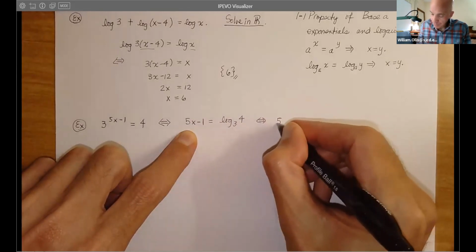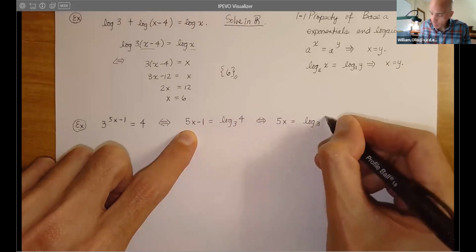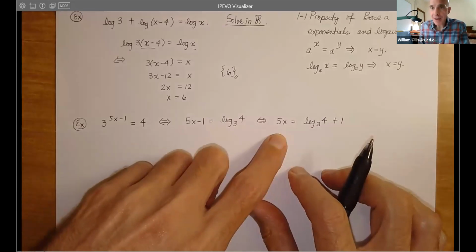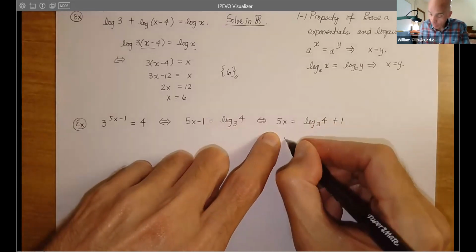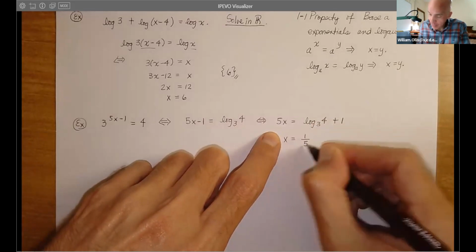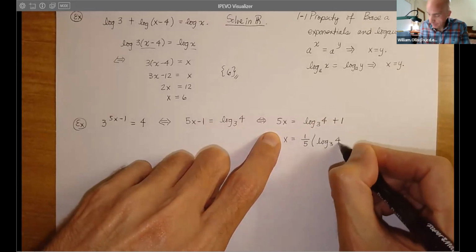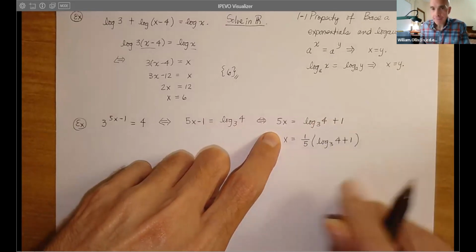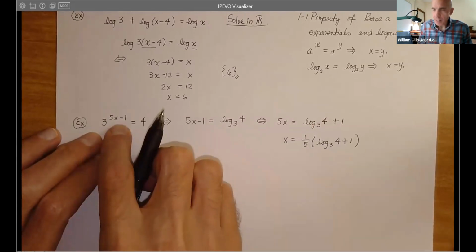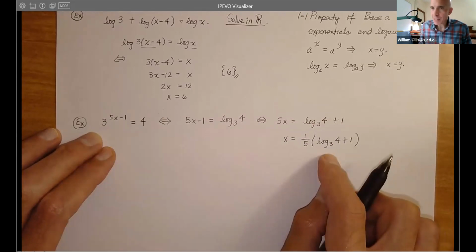So equivalently, 5x is equal to the base 3 logarithm of 4 plus 1. And now, of course, we can divide by 5 or multiply by 1/5. And this would give us an exact response. So now, of course, this is a number, and the exponentials don't really care. Any real number will work here. So this is a valid solution.